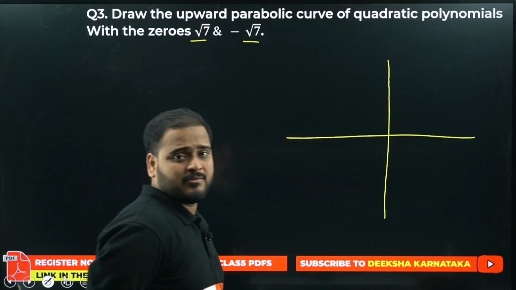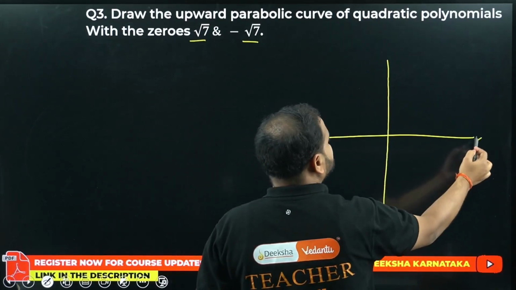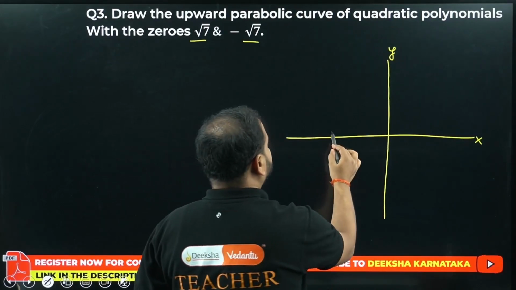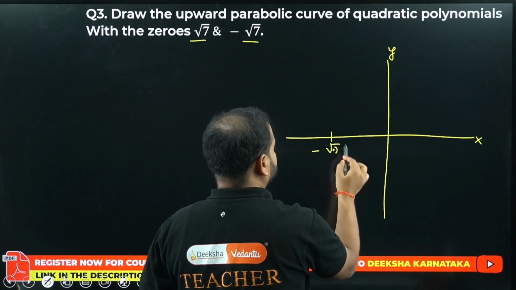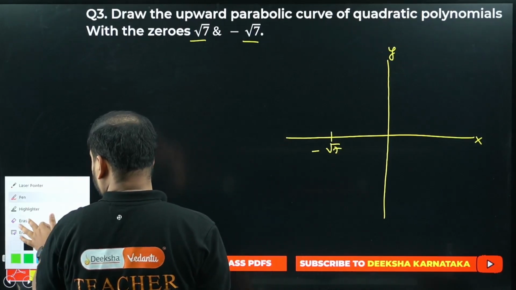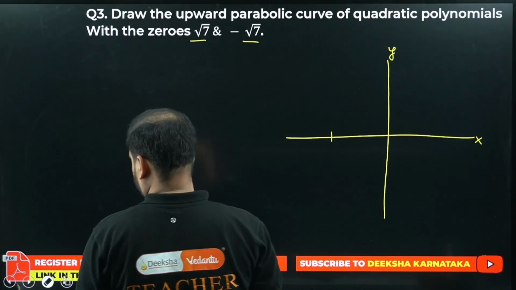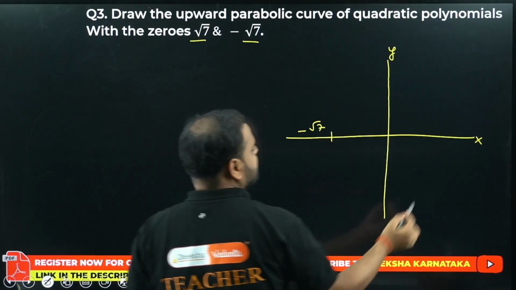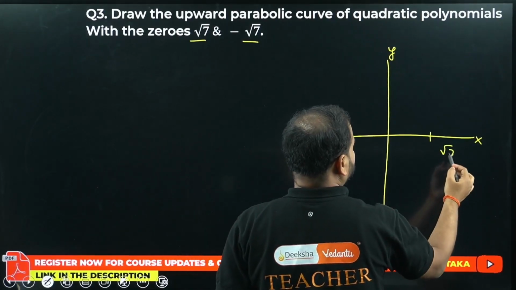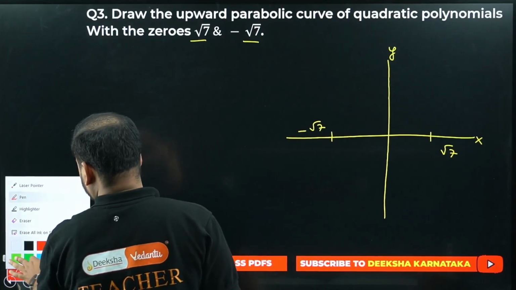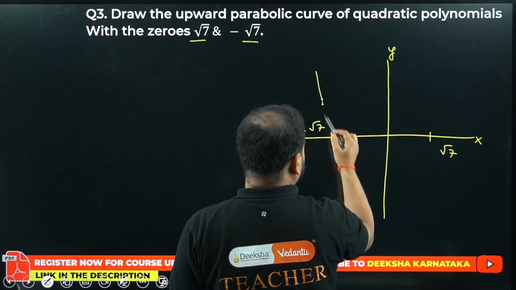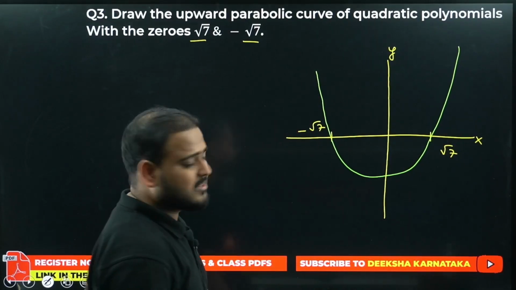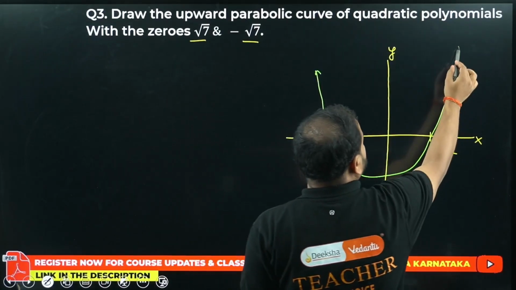Like this. Now, this is my coordinate axis. Upward means I have to draw the U shape. But they have given the zeros, so where will negative root 7 come? Over here, minus root 7. I can write it on this side, like this, minus root 7. And somewhere here is root 7. So how will the curve look? I know it doesn't look like a perfect U, but this is the answer. So this is my curve.